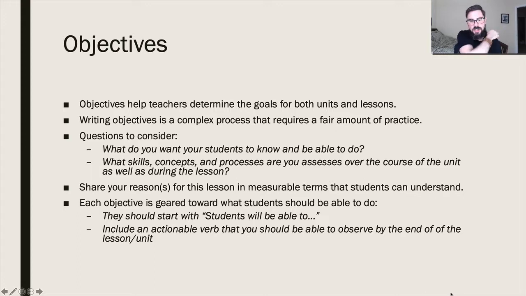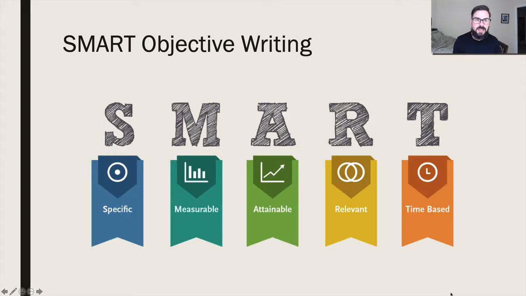Each objective is geared toward what students should be able to do, and that's why you start with students will be able to. So students will be able to, and then you fill in the blank with what they will be able to do. We'll talk more about that in a little bit. So these must be actionable, which means you must have some sort of learning verb that is included within your objective. Our rule of thumb here is that you want to make sure that your objectives are SMART. They must be specific, measurable, attainable, relevant, and time-based.